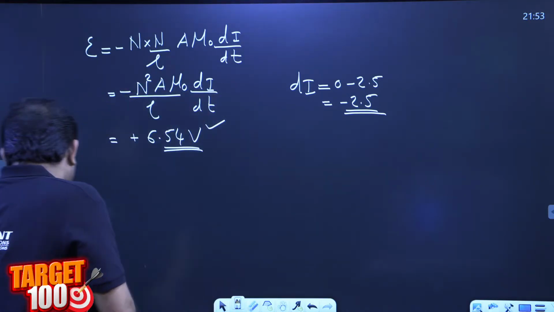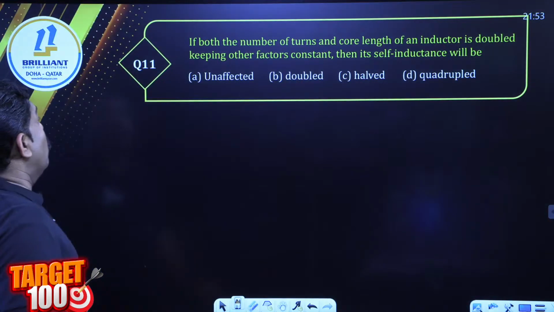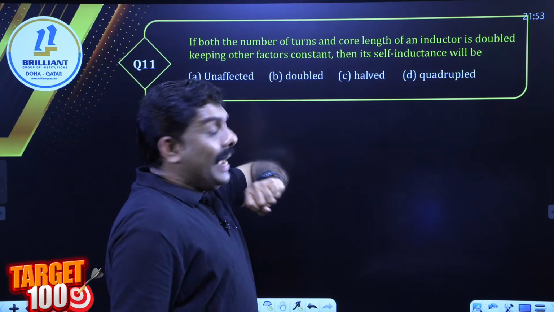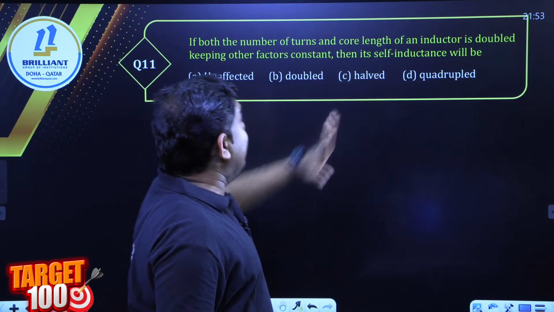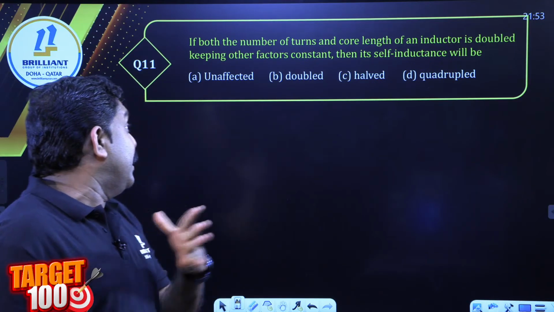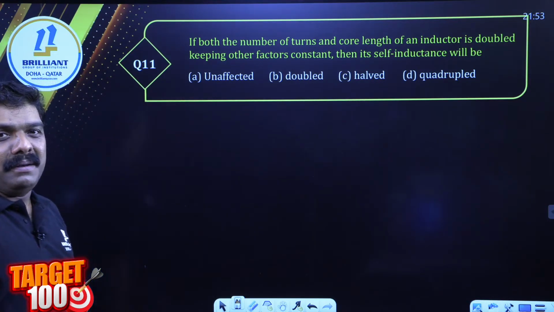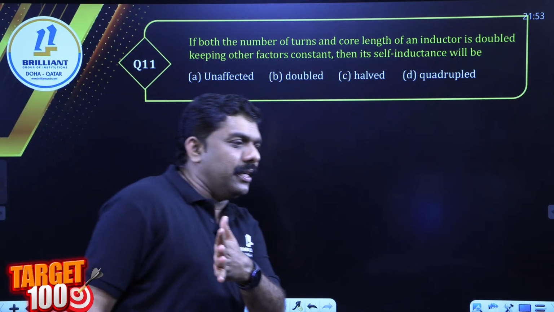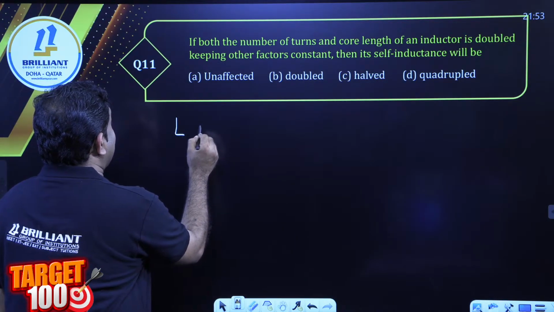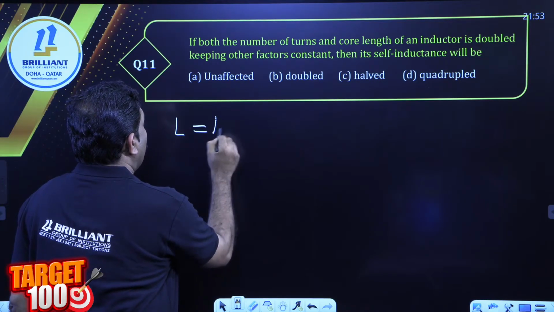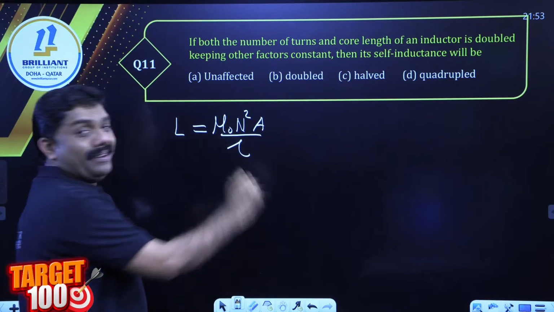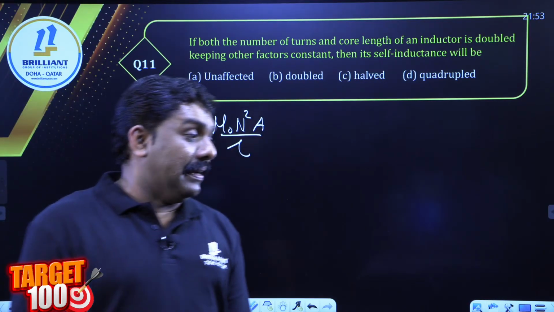So now the next question we are explaining. Look, question 11. If both the number of turns and the core length of an inductor are doubled, keeping the other factors constant, how will the self-inductance change? It is a direct application question. I think you can answer now. Self-inductance is equal to mu naught n square A over L. That's the formula for self-inductance.